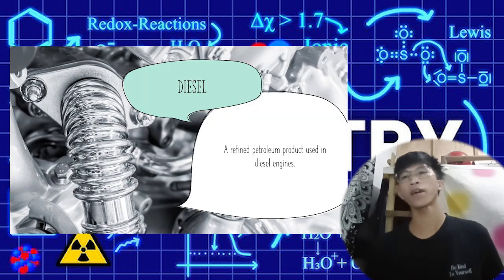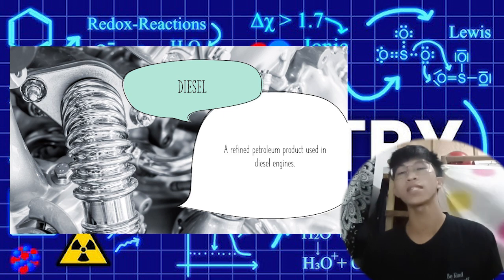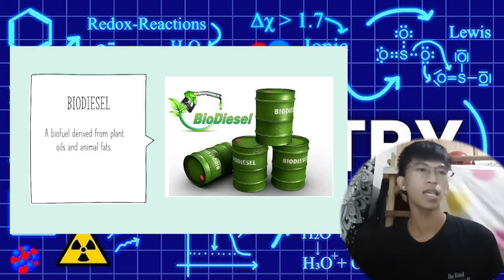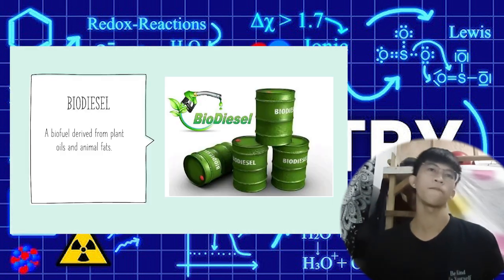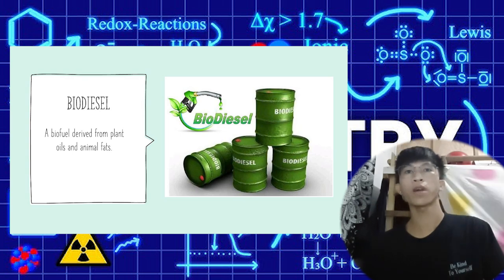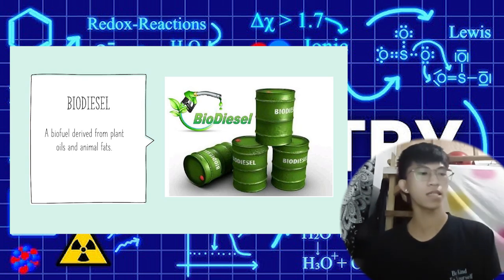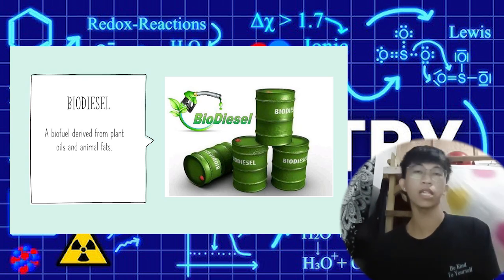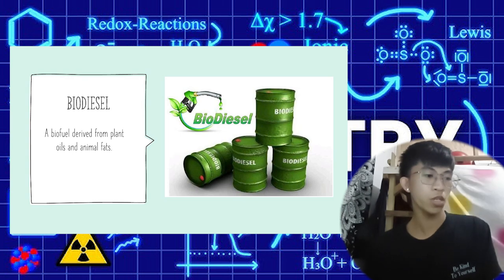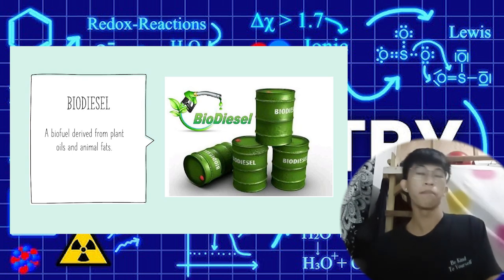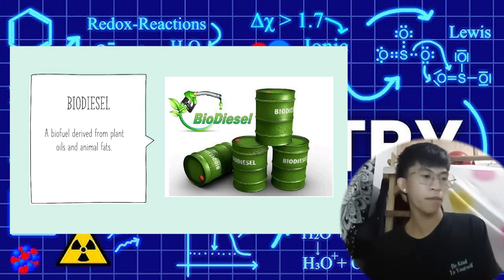Diesel is a refined petroleum product used in diesel engines. And the last one is biodiesel, a biofuel derived from plant oils and animal fats. It is a renewable, biodegradable fuel manufactured domestically from vegetable oils and animal fats.